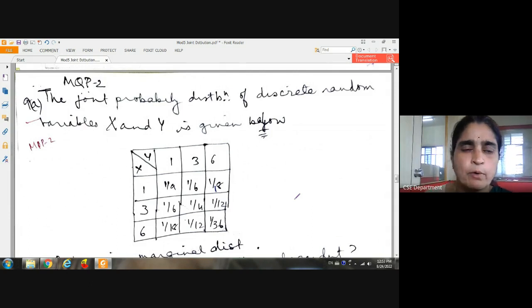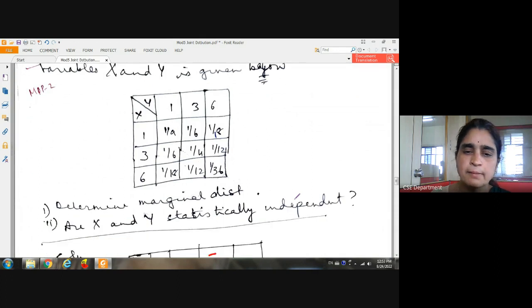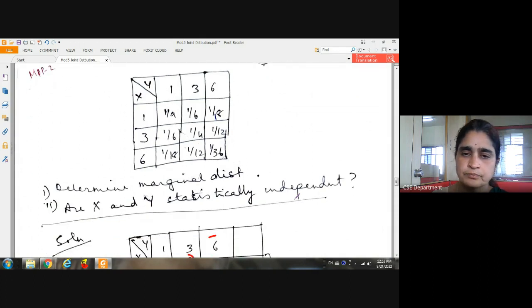Let us do one more. The joint probability distribution of the discrete random variable x and y is given below. Determine the marginal distribution. Are x and y statistically independent? So determine the marginal distribution. Let us do it. Then next question they have asked, are x and y statistically independent? That is new thing. We will do it soon.